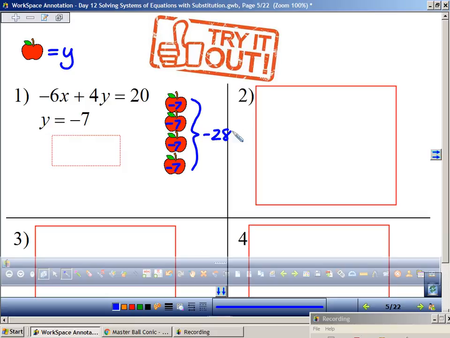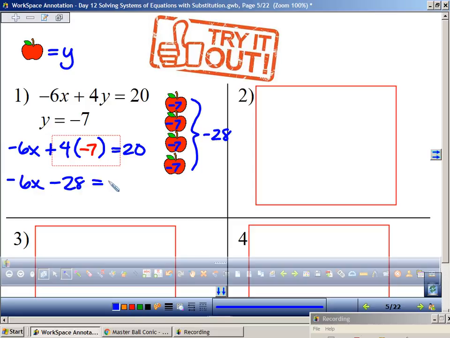So when you read equations, you should actually read them, not just write them. As I read this, I say to myself: negative 6 x's, because that's 6 x's with a negative sign in front of it, plus 4 y's, or 4 apples, equals 20. Well, how much are those apples worth? Negative 7. Negative 6x minus 28. Isn't that what I got over there?